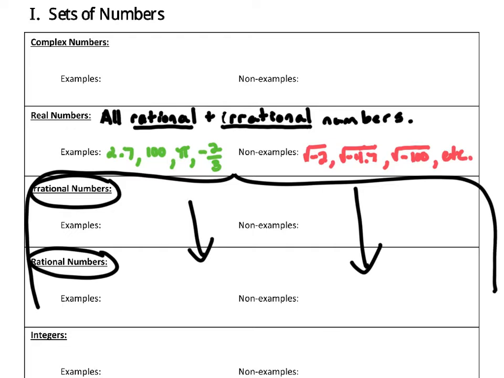Simply put, the only type of number that is not a real number is when you take the square root of a negative number. For example, square root of -2, square root of -4.7, or even the square root of -100.